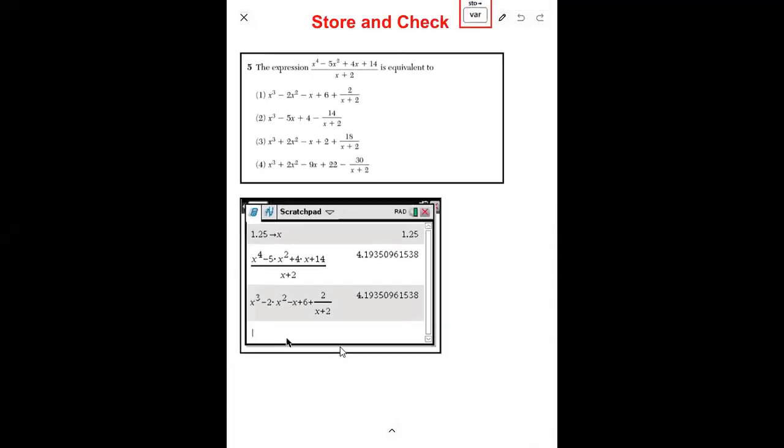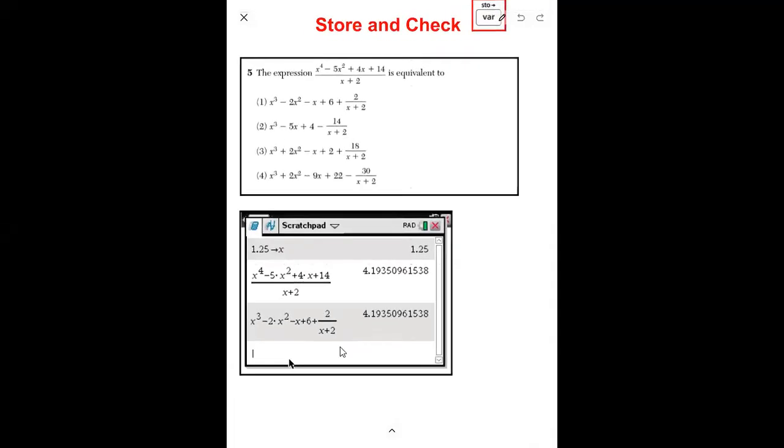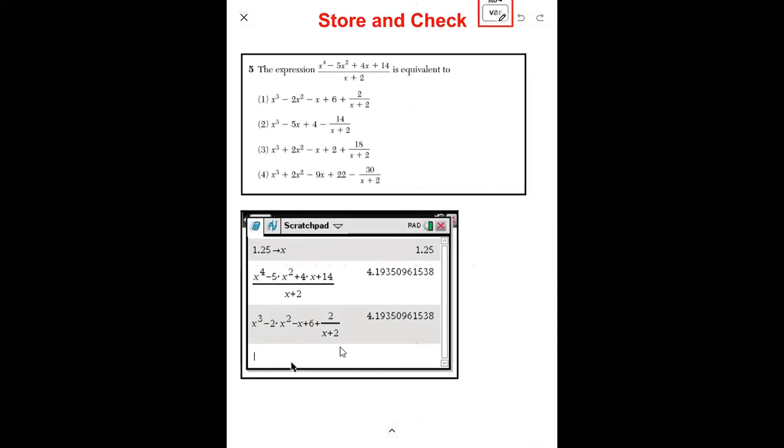So this one says the expression, and it has this quotient. It has x to the fourth minus 5x squared plus 4x plus 14 divided by x plus 2 is equivalent to. So they're saying this expression is equivalent to one of these expressions. So again, all you're going to do is store a number into x, and find out which one of these answer choices matches.